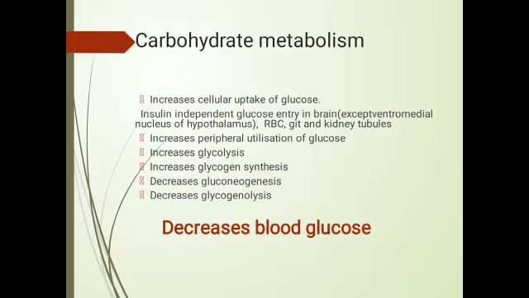What are the effects on carbohydrate metabolism? The ultimate effect is that it decreases the blood glucose. How? It increases the cellular uptake of glucose. But there are some tissues which don't require insulin for glucose uptake, like brain, RBC, GIT and kidney tubules. But in the brain, the ventromedial nucleus of the hypothalamus, which is the satiety center, requires insulin for glucose uptake. The second action in carbohydrate metabolism: it increases the peripheral utilization of glucose, that is, it increases glycolysis. It breaks down the glucose to give energy.